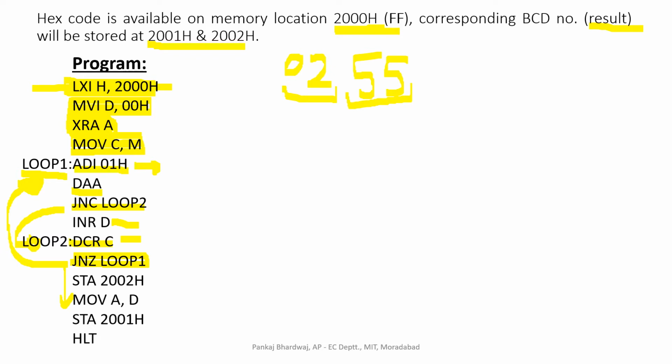That means the upper byte should be incremented by 1. So in that case, the execution of increment D will take place.